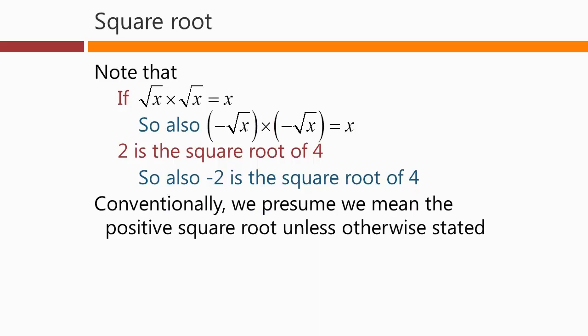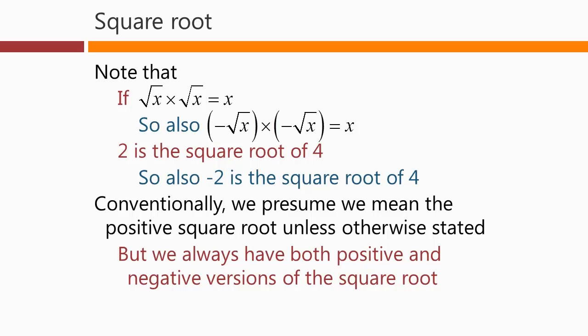And conventionally, we will typically presume that we mean the positive square root. So when we say the square root of 4, we probably mean 2 rather than minus 2. Unless we state otherwise, we mean the positive square root. But we should always remember that both the positive and negative versions of the square root are quite legitimate versions of a square root of a number.